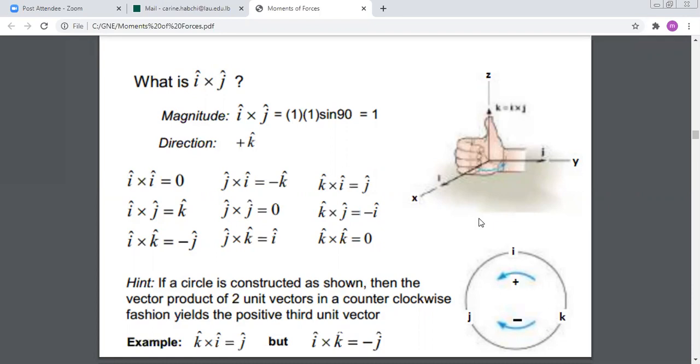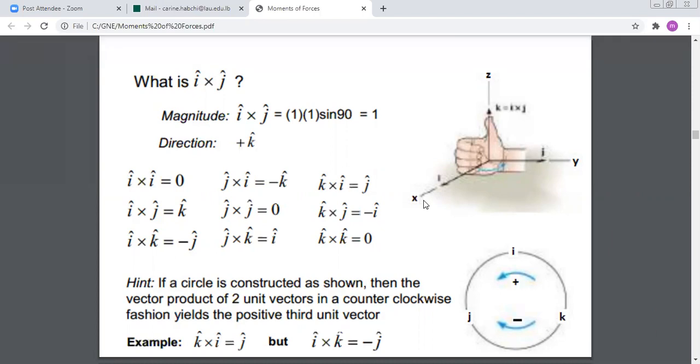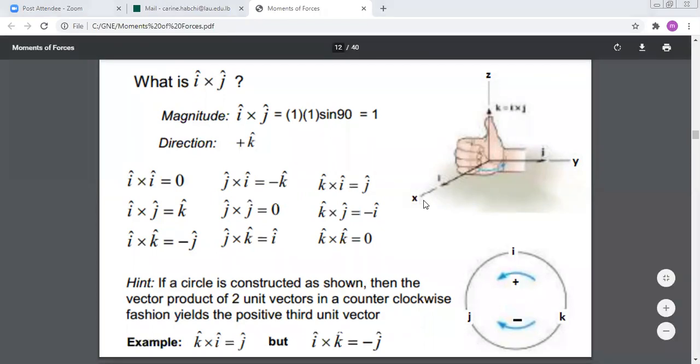Now, if you don't want to use the right-hand rule each time, you have a simple method that will allow you to calculate the vectorial product. What you can do is draw the following circle. You have this circle here. You choose a positive direction, and you draw I followed by J followed by K. The positive direction from I to J to K is counterclockwise. So if I do I vectorial J, I am turning in the positive direction, it will give me plus K.